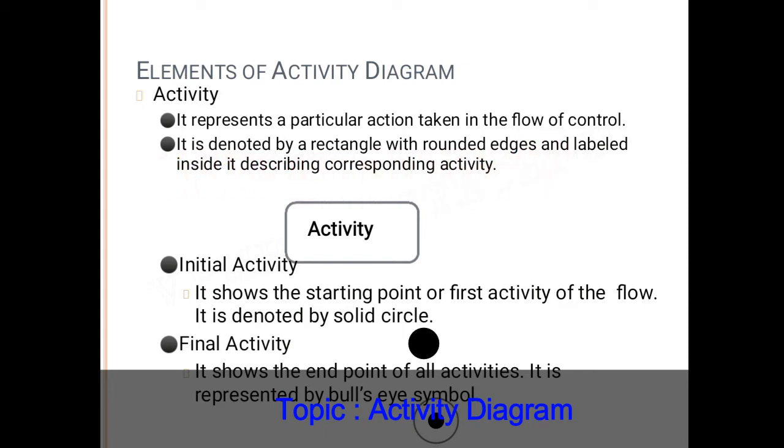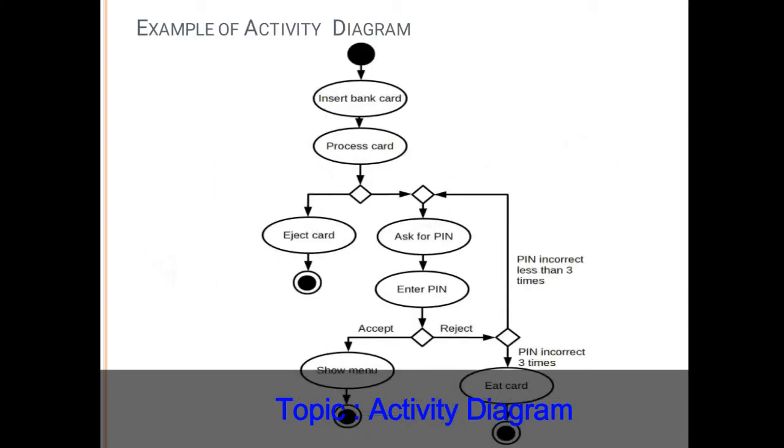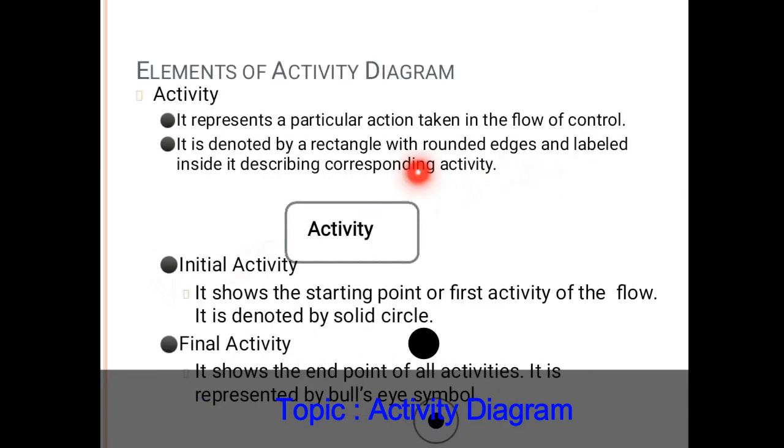See here the example in the activity diagram: insert bank card. We can define it with a round shaped rectangle as well as an ellipse. This shape is known as an ellipse, and this shape is known as a rectangle with round edges.